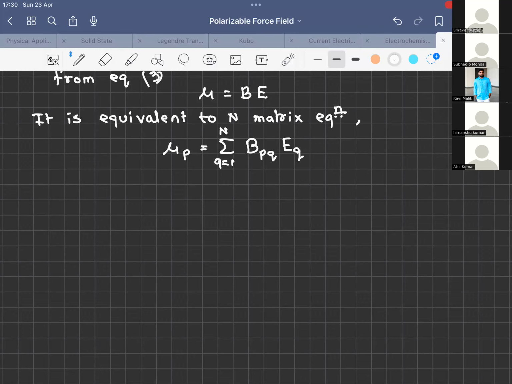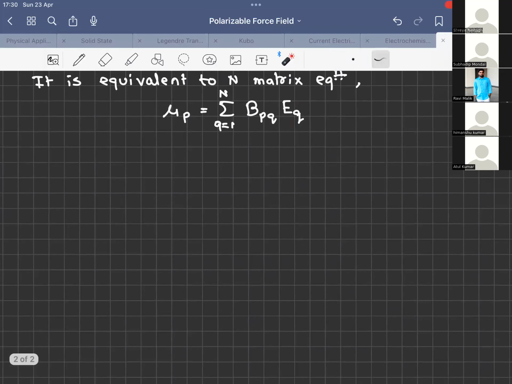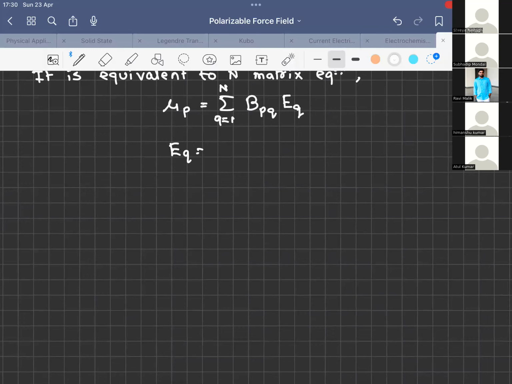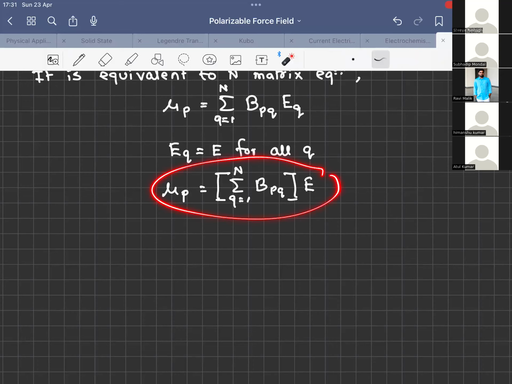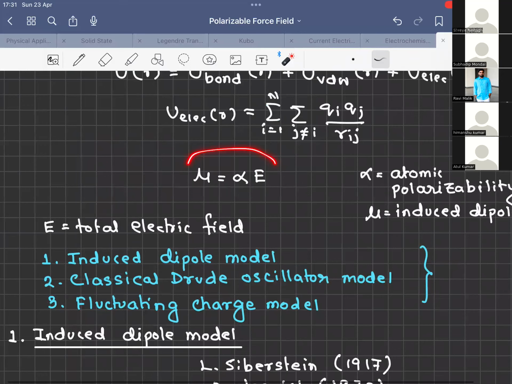Okay, so now we can consider that this electric field, this E, is a uniform electric field for every molecule. So we give a uniform electric field. So we can take this EQ as E for all Q. Then you can simply write this mu P as the summation of B PQ into E. Okay, so now you can see, if we simply write this equation like this, then this equation simply looks like our very first equation. This is equal to alpha into E.